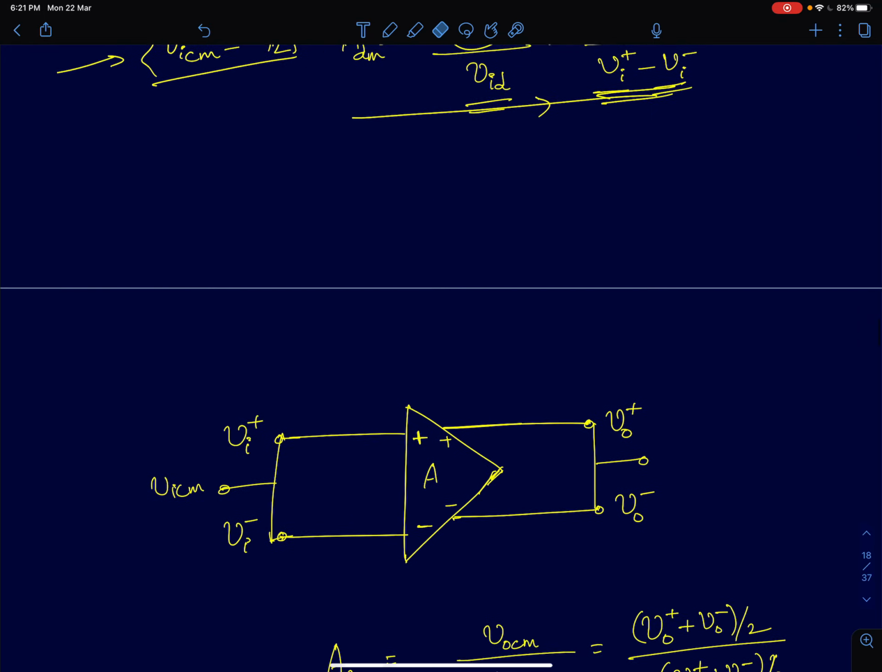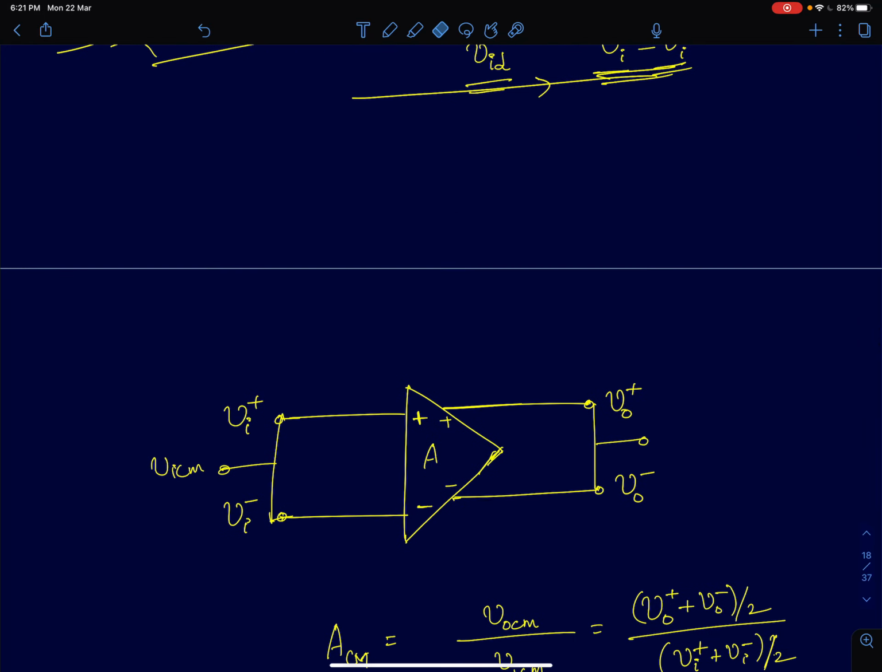The next parameter is the common mode gain. In case of a common mode gain, I am going to short the two inputs and apply the same input VICM. And at the output, I can either short it or I can simply see how both the nodes change. If both the nodes increase by delta V0 and delta V0, then the common mode output voltage is the average of the two, which will be delta V0 itself. So we are going to see how the system responds to common mode inputs.